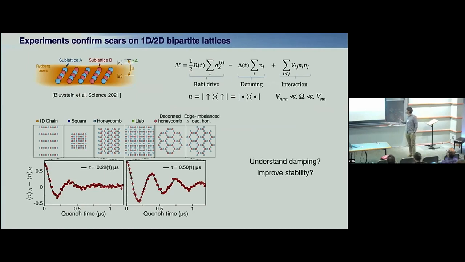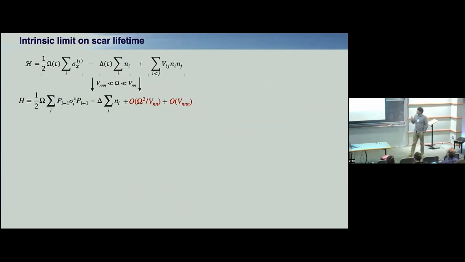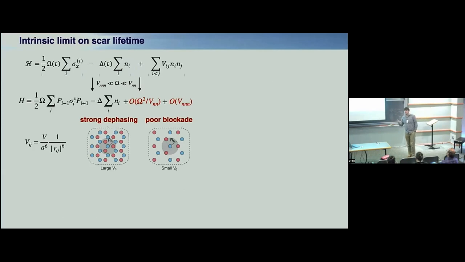You can ask. And it turns out there is a no-free-lunch result here, and nature doesn't want you to have very good scars. Because you take this model and you do Schrieffer-Wolff, and there are two terms beyond that I kind of ignored in the previous slide. And these two terms have different physics. So one of them tells you that if you move Rydberg atoms too close, if you have a very good blockade, you have these tails of 1 over r to the 6 interaction.